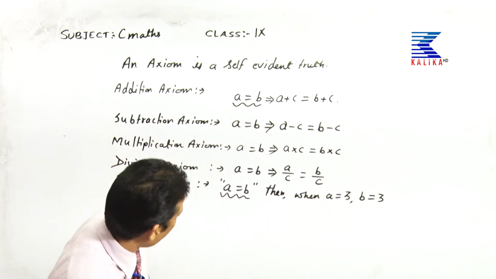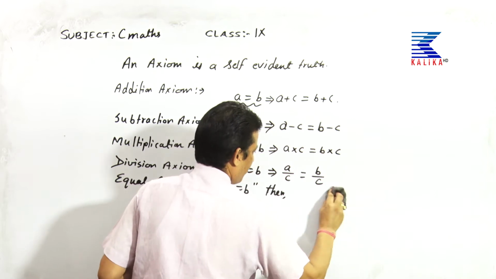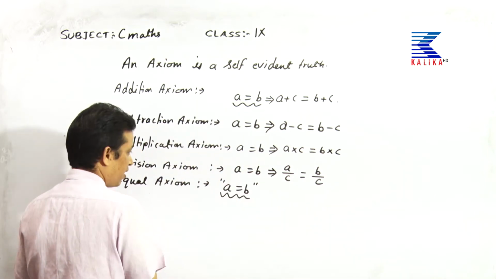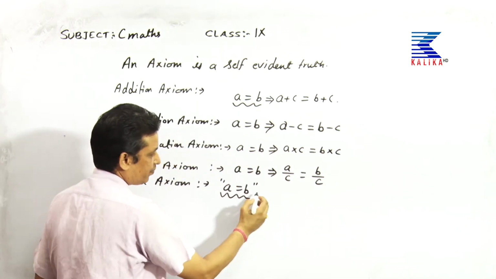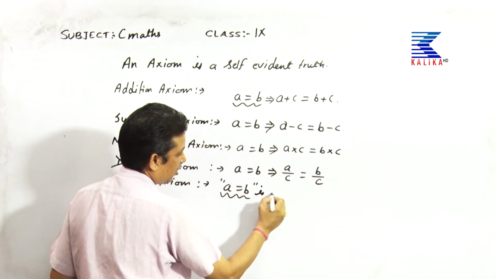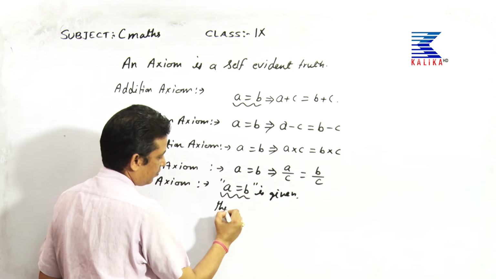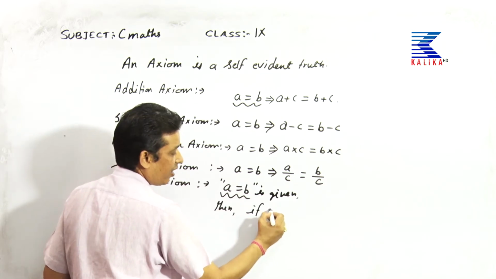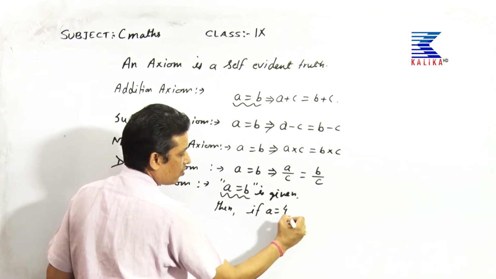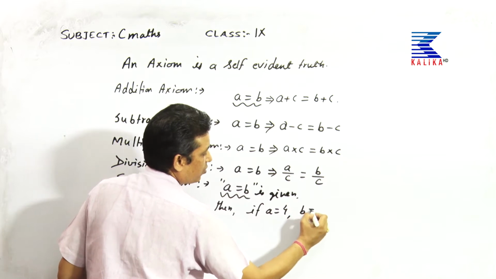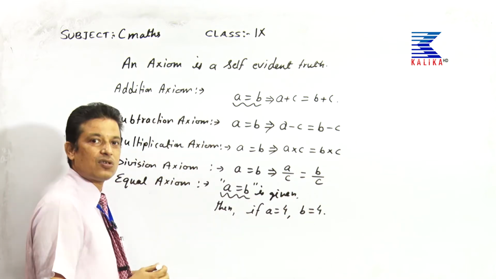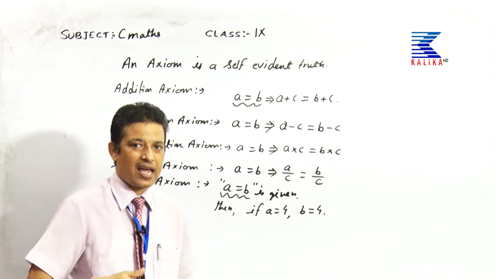Let me clarify differently. A is equal to B is given, then if A is equal to, let us say, 4, B also equal to 4. This is known as equal axiom.